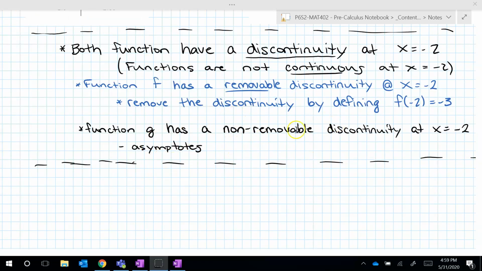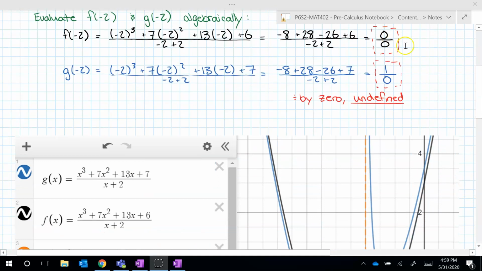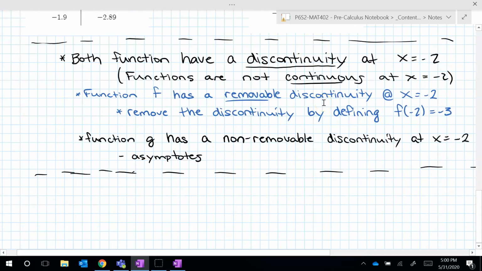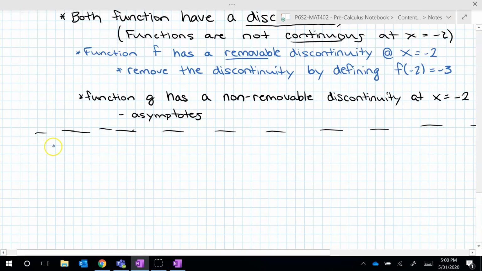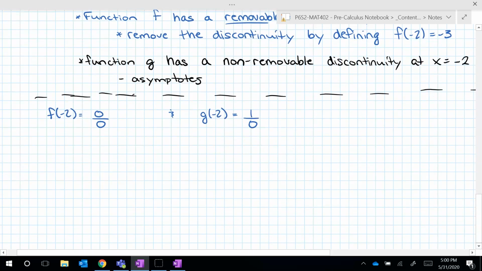And these discontinuities, the non-removable versus removable discontinuities, really stem from what we see above here. It all hinges on this evaluation, whether I'm getting a 0 divided by 0 or a 1 divided by 0. They're two different forms of a discontinuity, right? So if I come down here, you had f of negative 2. When I plugged that in, I got 0 divided by 0, which was undefined. And g of negative 2, I plugged that in, and I got 1 on the top and 0 on the bottom, which was also undefined, but they're very different forms of being undefined.